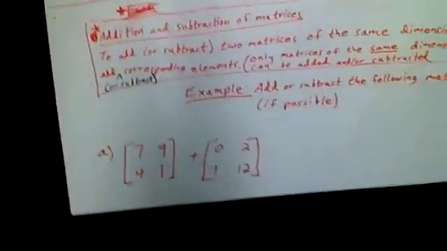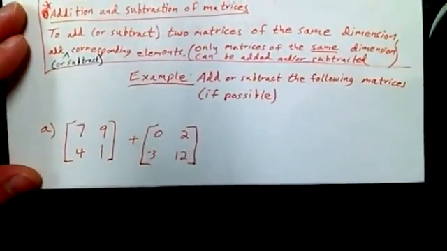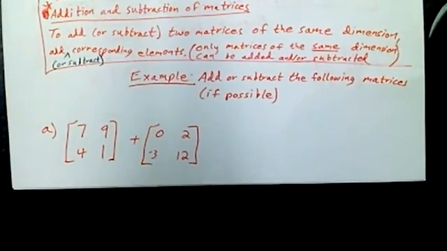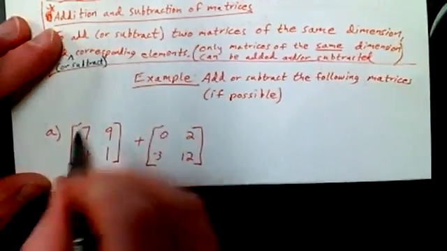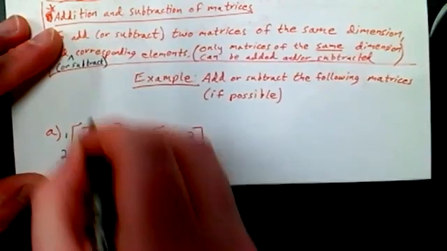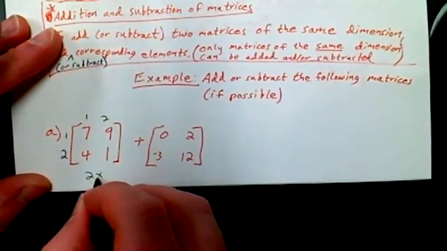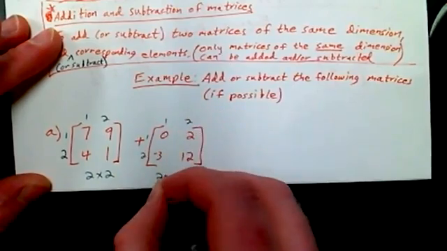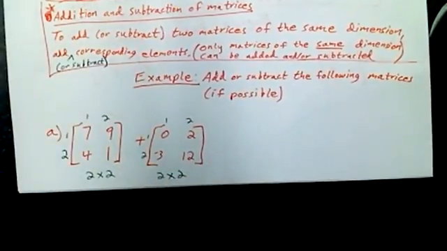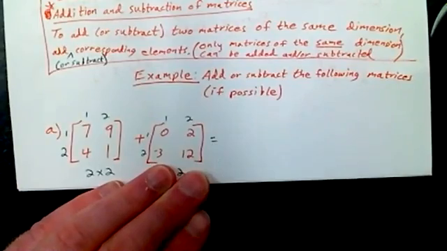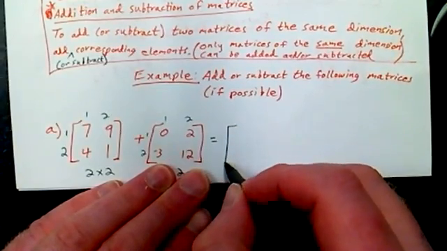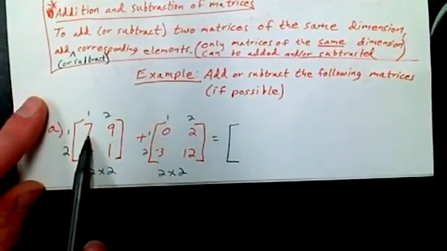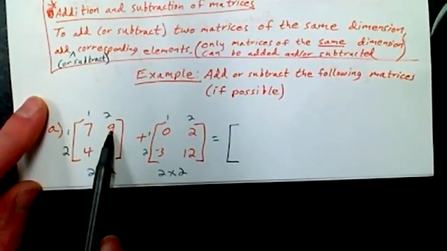So if we go down here, add or subtract the following matrices if possible. Now, if I look at this, it's got 2 rows, 2 columns. This is a 2 by 2 matrix. Same idea here. Okay, this is also 2 by 2, so I know I can add these. The way to add them is to add the corresponding elements. This is an element of the matrix, 7 right here, or 9.